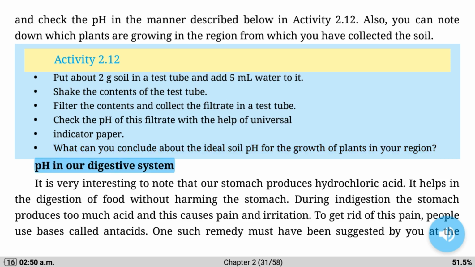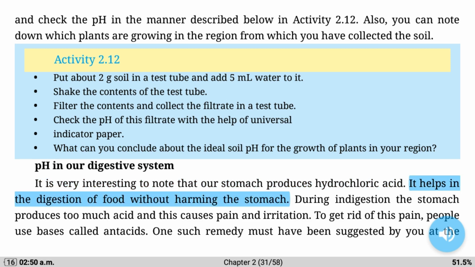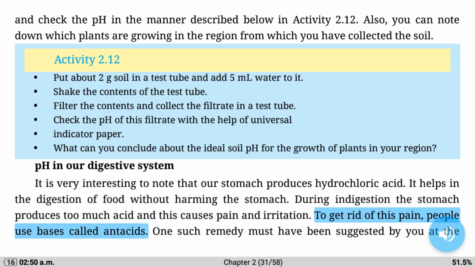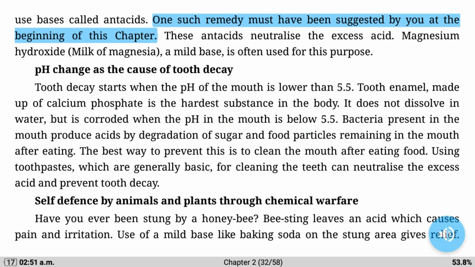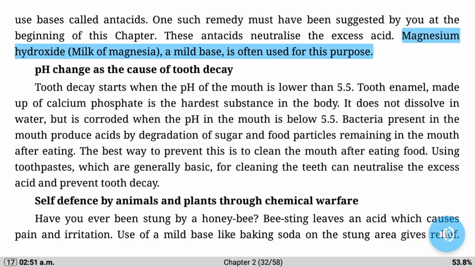pH in our digestive system. It is very interesting to note that our stomach produces hydrochloric acid. It helps in the digestion of food without harming the stomach. During indigestion, the stomach produces too much acid and this causes pain and irritation. To get rid of this pain, people use bases called antacids. One such remedy must have been suggested by you at the beginning of this chapter. These antacids neutralize the excess acid. Magnesium hydroxide, milk of magnesia, a mild base, is often used for this purpose.